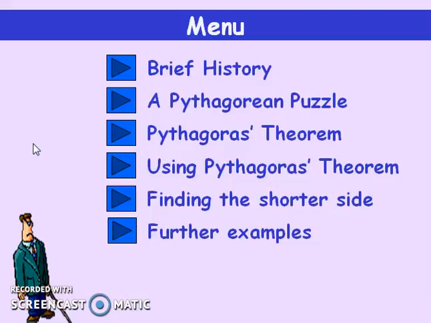Okay, our menu today. First is a brief history about Pythagoras and a Pythagorean puzzle, and then we move to the Pythagoras theorem and how to use it, and then how to find the shorter side, and then we will go to further examples.